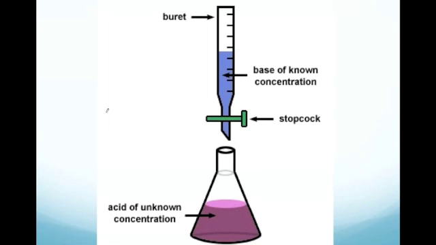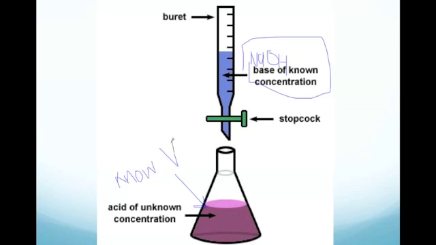This is a little bit more of a cartoony drawing. We've got our burette right here, and we are going to put in that burette a base of a known concentration. So for us in lab, we're going to use NaOH as our base of known concentration. And we are going to have in our Erlenmeyer flask an acid of unknown concentration. So we know the volume, but we don't know the concentration of this acid.